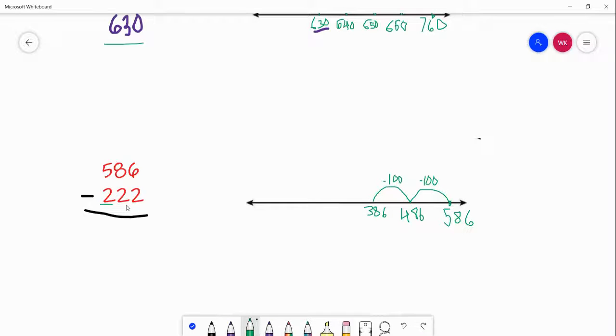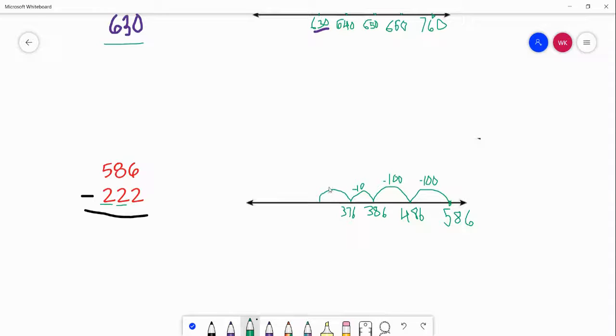All right, now we are going to go to our tens place. So we have 2 tens. So now we're going to be jumping back 10. So I'm going to label that. That's 386 minus 10. So now we have 376 because 386 minus 10 is 376.